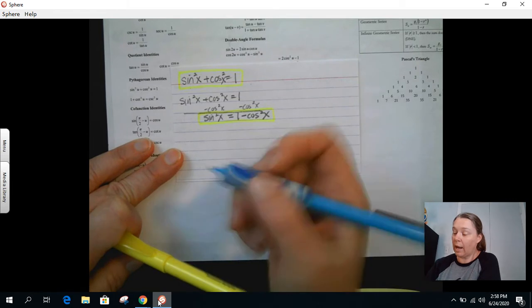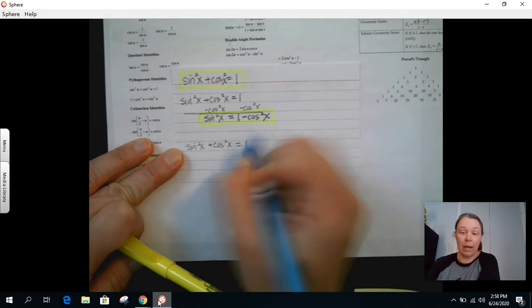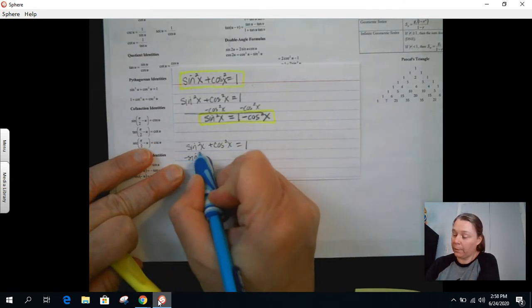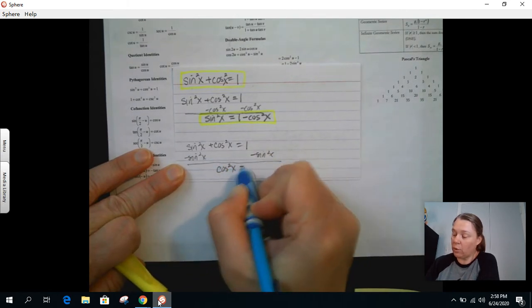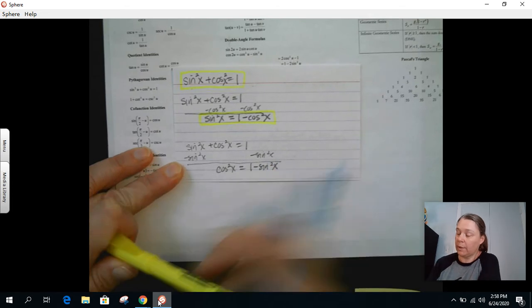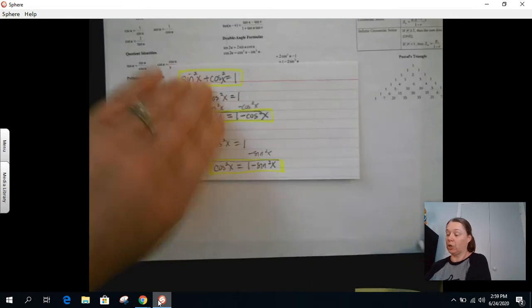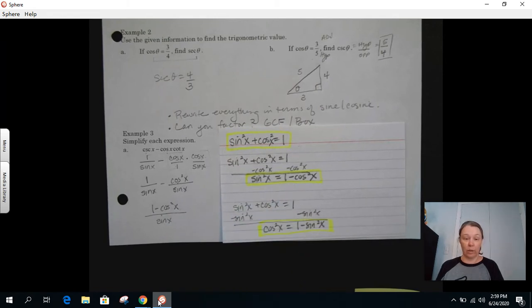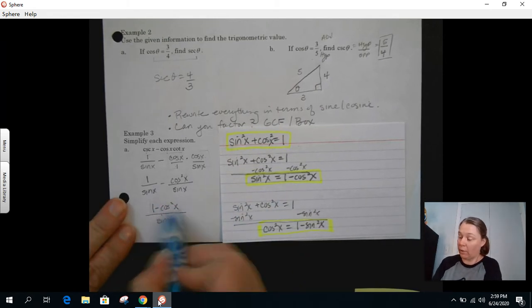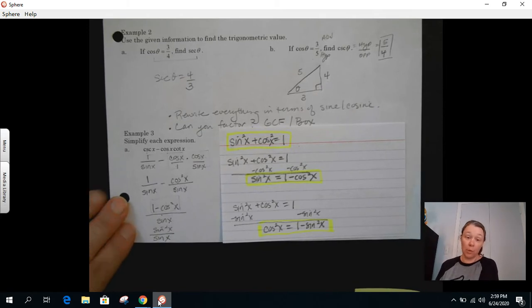Now there's a second identity I could get off of this, a second bonus. If I were to take this starting identity and subtract the sine squared of x from both sides, I would get that the cosine squared of x equals 1 minus the sine squared of x. These 3 are going to turn up in things regularly. We see it actually happening right now, that the 1 minus cosine squared is equal to sine squared of x. And so I can swap this out for sine squared of x. So I have sine squared of x over the sine of x, and then I'm almost done.